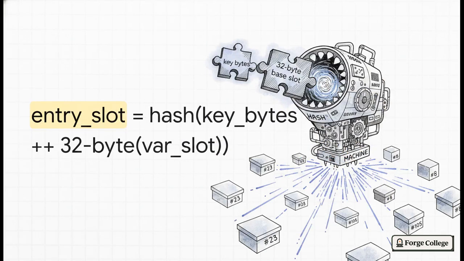But mappings? Mappings are a bit of a different beast. Contrast that array math with this mapping formula. For a mapping, the entry slot relies on concatenating the specific key bytes with that 32-byte big endian base slot, and we do this before we hash it all together. Why? Because a mapping doesn't have a contiguous length, right? It's really just a bunch of disjointed key value pairs floating around. So every single entry absolutely requires its own unique hash calculation.